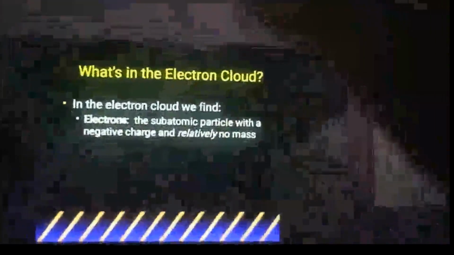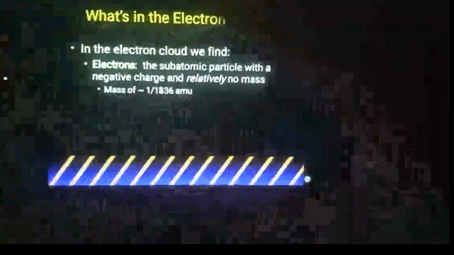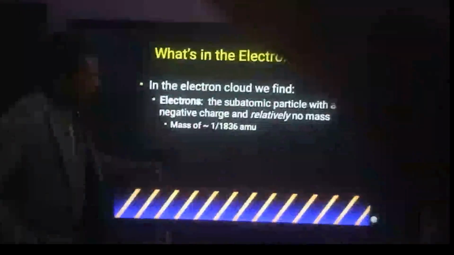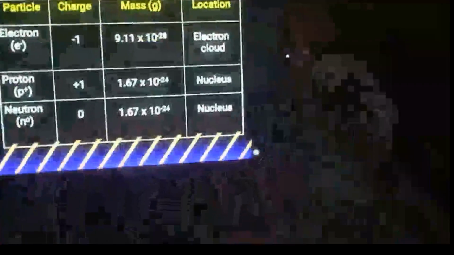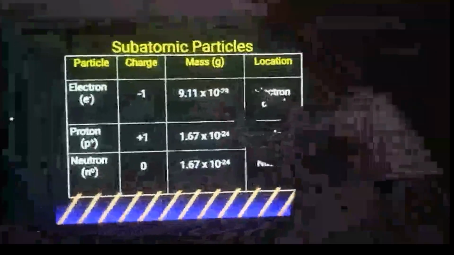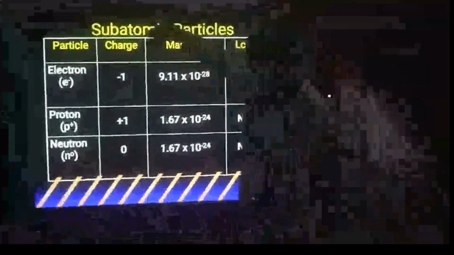So let's move to the next stage. You can see when we compare the mass with the mass of the protons, this is the amount of the mass. That means 1 divided by 1836 when we compare with the mass of the proton. This is the fraction we can describe for the mass of the electrons. So you can see I have already shown a brief summary about the information of the subatomic particles here.